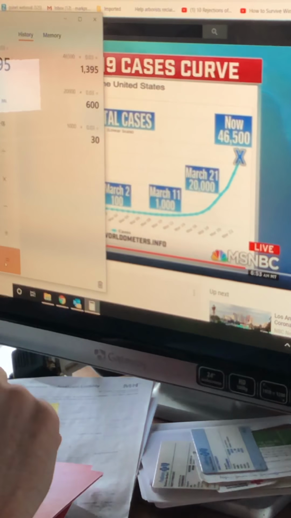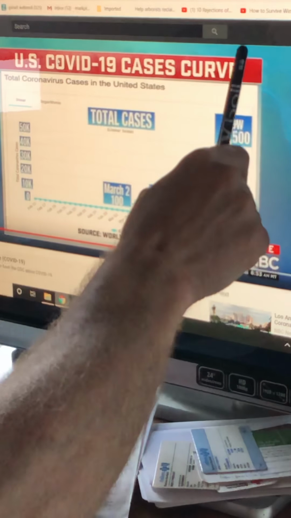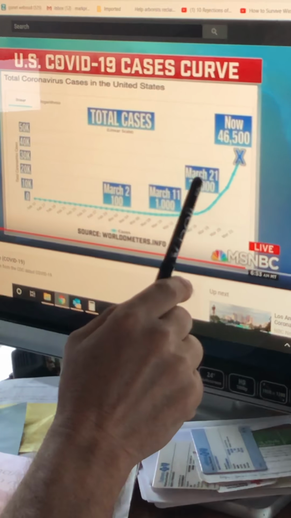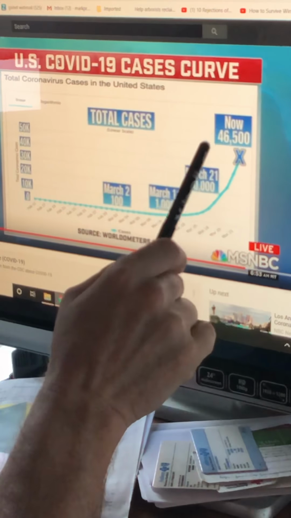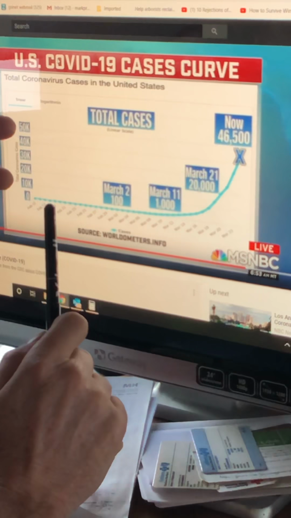Now, what's really scary about this curve is that as it's ramping up and going straighter and straighter up, that means in the 3 days between March 21st and now, we doubled and then some. We doubled and then another, I don't know what percent, but 20,000 to 40,000. So let's be conservative and say we're only going to double the 46,500, and we'll just make it 45,000, and then we'll double that. So 45,000 and 45,000 is 90,000 people will be infected within 3 days of today.